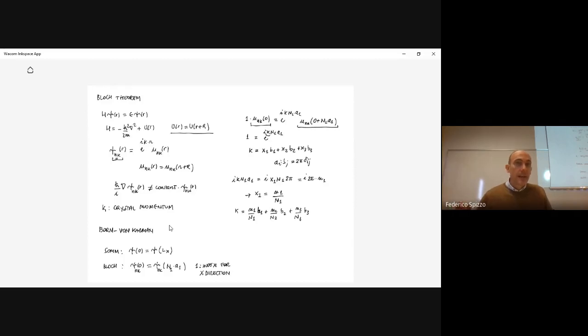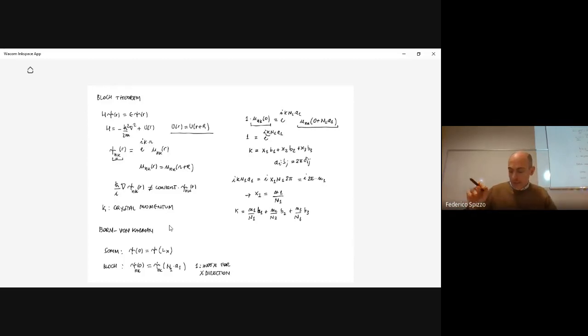In general, it may happen that K is equal to a primitive vector, because if you set N2 equal to 0, N3 equal to 0, N1 equal to capital N1, then we have that K is equal to B1. So it may happen that the value of K is equal to a value of one of the reciprocal vectors of the reciprocal lattice, but the opposite is not the same.